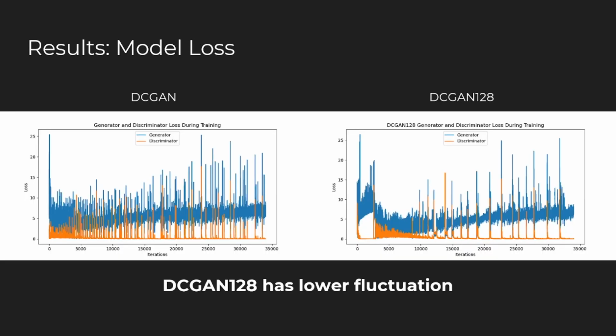Moving on to the loss plots, across both models we see that generator and discriminator losses peak at around the same levels, but the loss fluctuates less overall for the DCGAN 128, and this could be due to the extra layer in the model that makes training more stable.